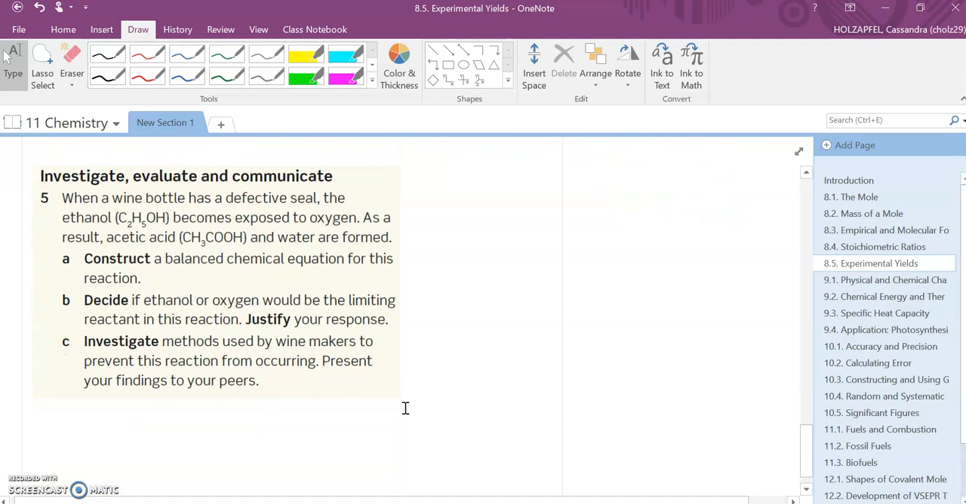Okay, last one. A wine bottle has a defective seal. The ethanol becomes exposed to oxygen. By the way, not that you guys are wine drinkers or anything, because you're all like 15, 16, 17. But just to let you know, in the future when you're an adult, if you open a bottle of wine and go to drink it a week later, it's not going to be good. Wine is not something that stores well once it's exposed to oxygen. It basically produces this compound, acetic acid. Oh look, it mentions it here in the question.